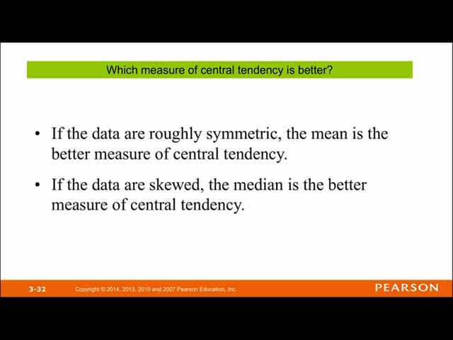If the data are skewed, so if you have a data value that's substantially bigger or smaller than all your other data values, and again, that's called an outlier. If you have an outlier, the median is going to be the better measure of central tendency. Again, why? Because the median is resistant, the mean is not.